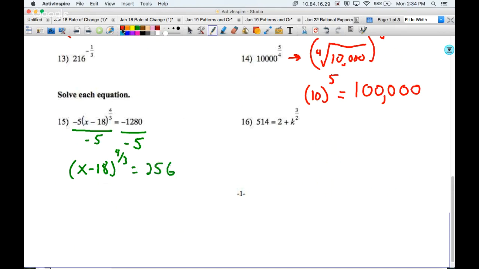All right, and so now here's where we use the power to a power rule. If I raise both sides to the same power, I'm allowed to do that. I can do it in a way that gets rid of the exponent over here. And that's because if I raise powers to other powers, I end up multiplying those powers. So I'm going to raise these both to the power of 3/4. 4/3 times 3/4 equals 12 over 12, or 1. So those cancel out. Always use the reciprocal right there. I'm going to get x minus 18 equals 256 to the 3/4.